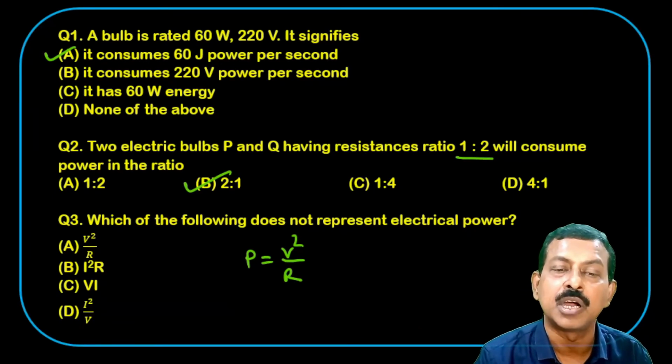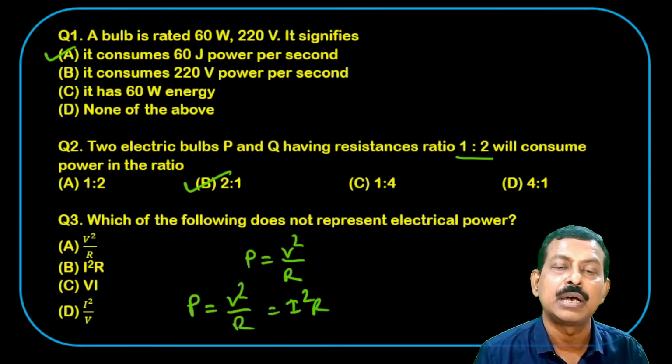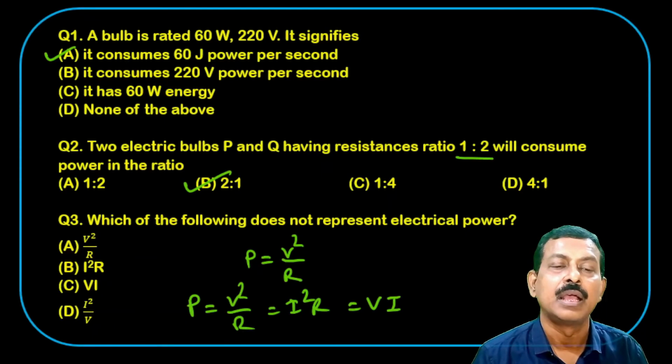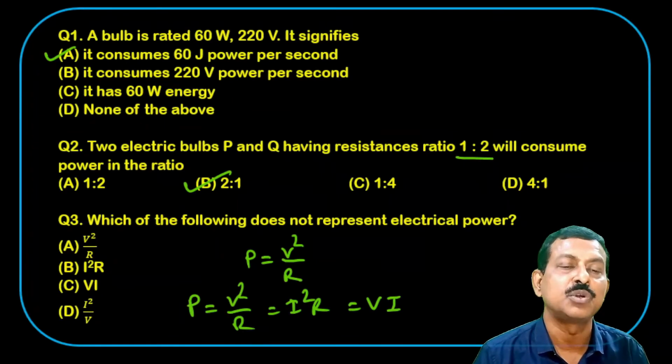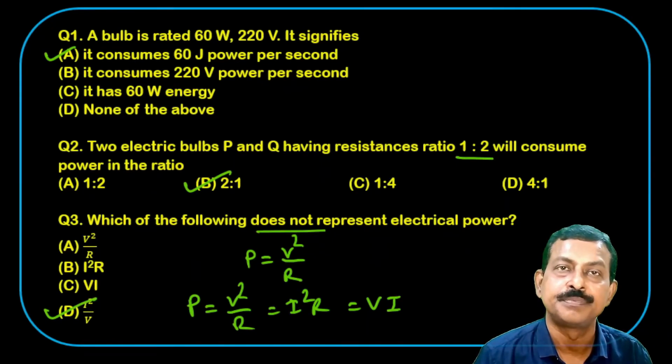Let's take now the third one. Which of the following does not represent electrical power? The different options which are there: V square by R, this is the correct one. I square R, this is also correct. V into I, this is also correct. Because the different expressions for power are V square by R, I square R, or V into I. And the fourth one, which is given as I square by V, obviously this is wrong. So which does not represent electrical power, that means the fourth one is the correct option for this.